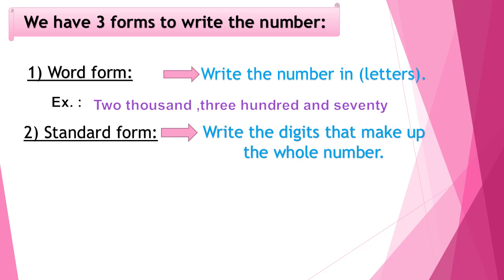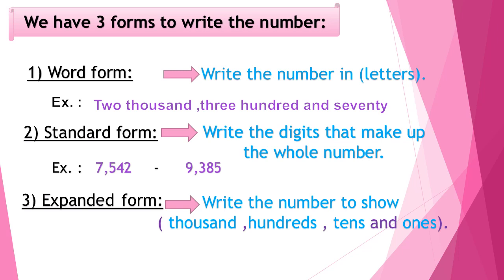The second way, standard form. Standard form is to write the digits that make up the whole number. So I can write the number using digits, like this. I have here two numbers written in digits, 7,542, and the next number, 9,385.